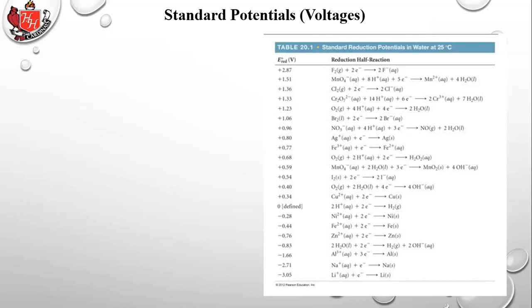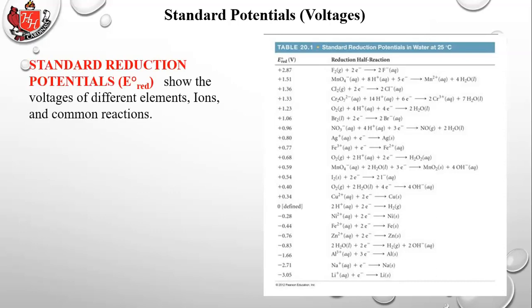So here you see a table of standard reduction potentials. It's important to understand these in doing electrochemistry. Standard reduction potentials are designated by the symbol E with the little circle, which means standard conditions, and reduction. So these are standard energies of reduction. They show the voltages of different elements, ions, and common reactions.